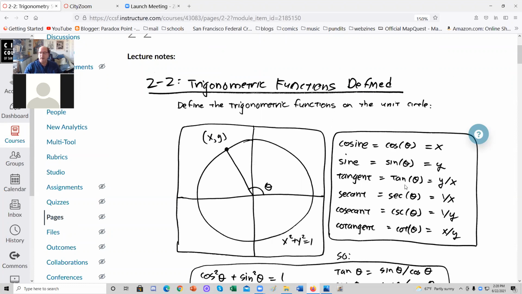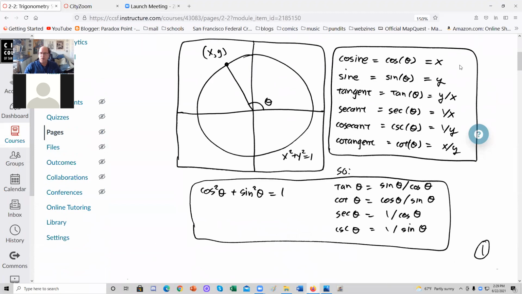Cotangent is x over y, 1 over the slope of this line. The secant is 1 over x, therefore 1 over the cosine. The cosecant, written CSC, is 1 over y, 1 over the sine. Usually we'll just be using these, occasionally referencing these. Okay, because cosine is x and sine is y, and x squared plus y squared equals 1, therefore cosine squared plus sine squared equals 1. That's a trigonometric identity. We'll be seeing more about that later.